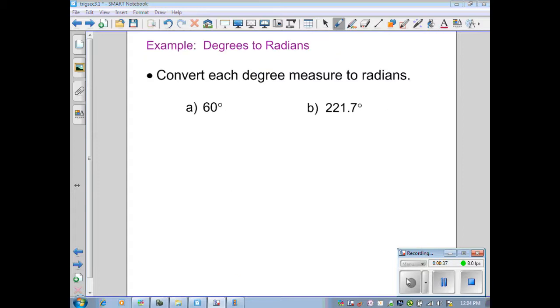Let's look at an example. Here we want to convert from degrees to radians. Keep in mind the previous slide: when we go from degrees to radians, we multiply our degree measure by pi over 180 and then simplify. Our first problem is 60 degrees. 60 times pi over 180, and then all we need to do is simplify. 60 into 180 gives us pi over 3 radians.